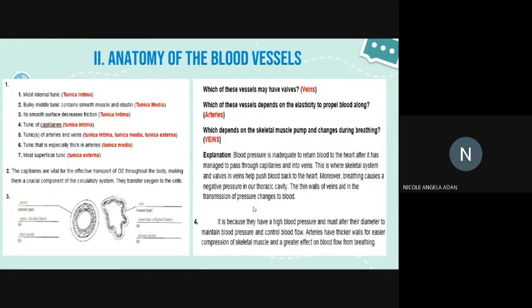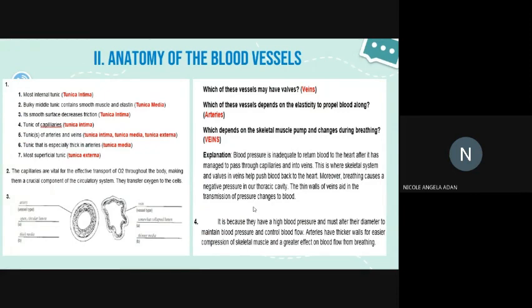Then which of these vessels depends on the elasticity to propel blood along? The answer is arteries. And which depends on the skeletal muscle pump and changes during breathing? The answer is veins, because blood pressure is inadequate to return blood to the heart after it has managed to pass through capillaries and into veins. This is where the skeletal muscle and valves in veins help push blood back to the heart. Moreover, breathing causes a negative pressure in our thoracic cavity. The thin walls of veins aid in the transmission of pressure changes to blood.